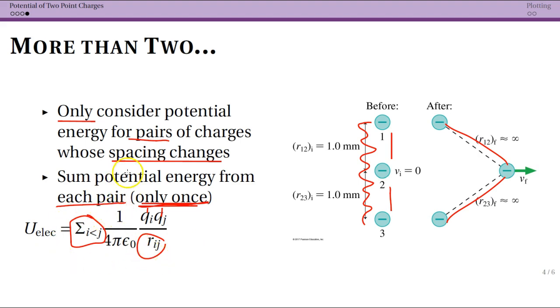So this is, I think, if you're not used to this sort of index notation, a confusing way to write it, but really what we're trying to do is sum the potential energy right here from each pair. So think about it that way, and you can simplify the problem by ignoring any pairs that don't change their spacing. So that's how you can approach this, and you're going to have more practice with this, and it's probably going to make more sense as we learn about potential and some additional concepts in this chapter.